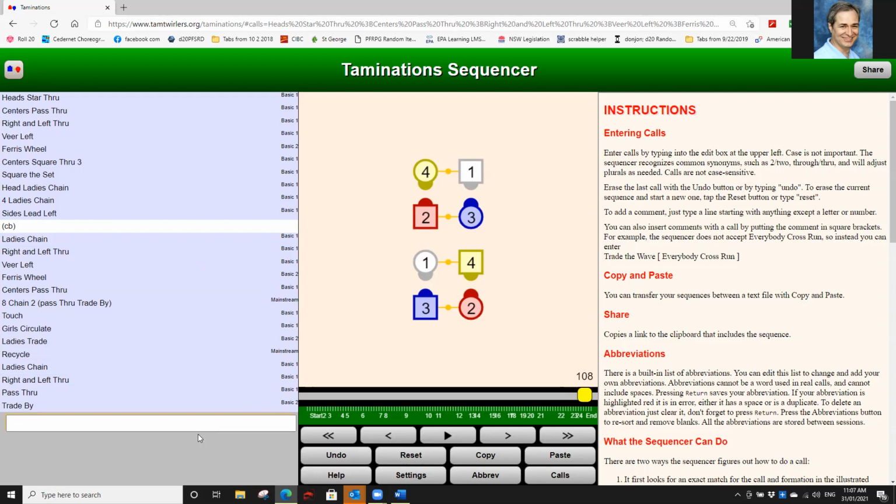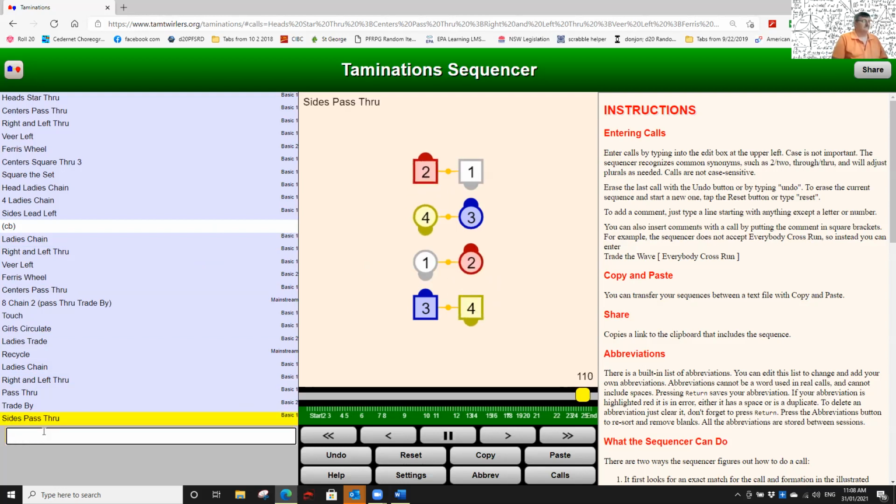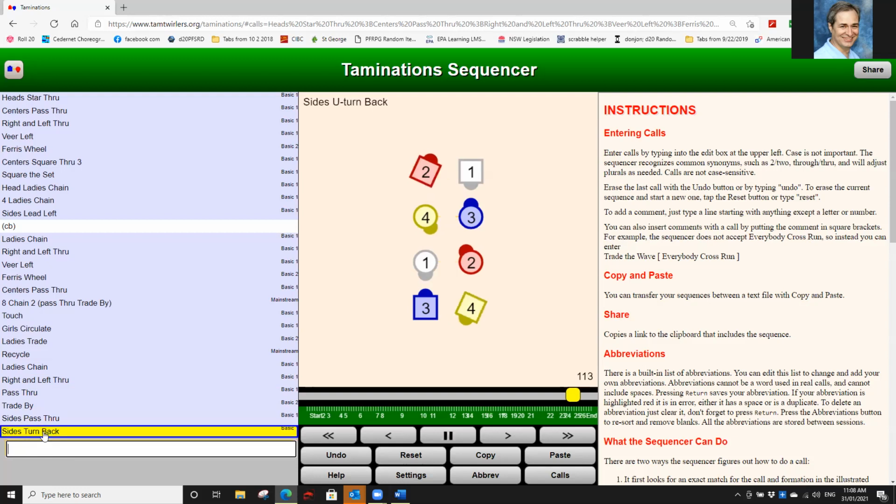Mel, can you have the sides pass through? From here or from a static square? From here. Yeah. I put my cursor here. And can you have the sides U-turn back? Now we have this phaser here, and the boys are still in sequence. The girls are still in sequence. So if we do a pass-through trade by from here.